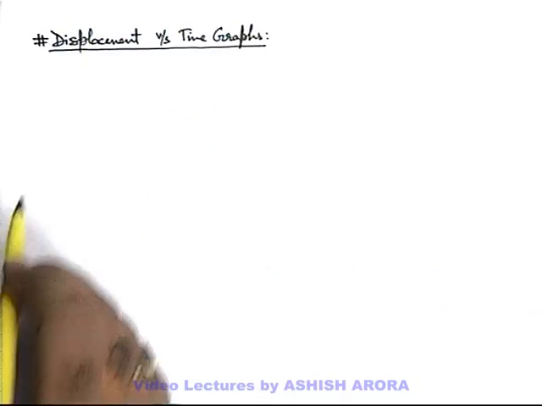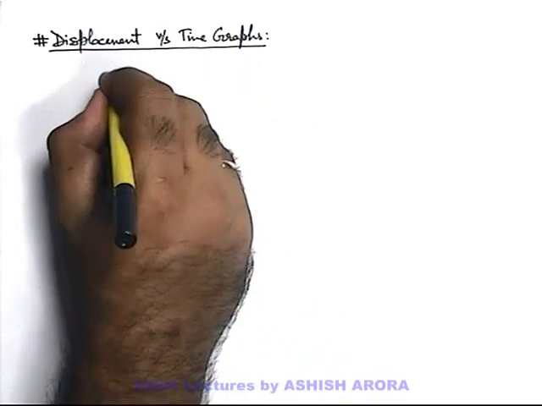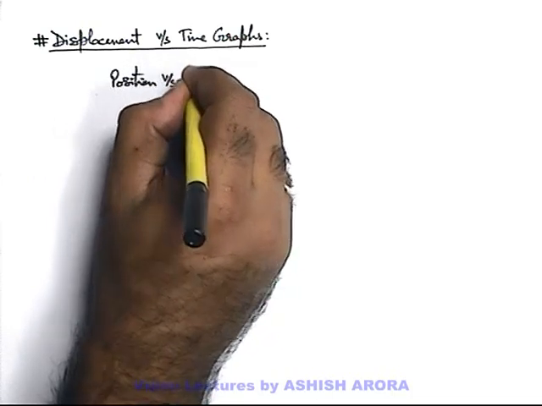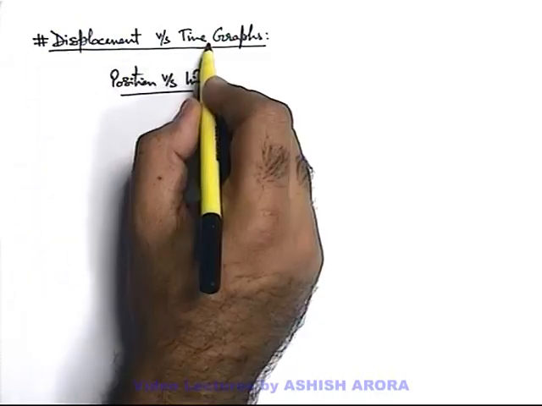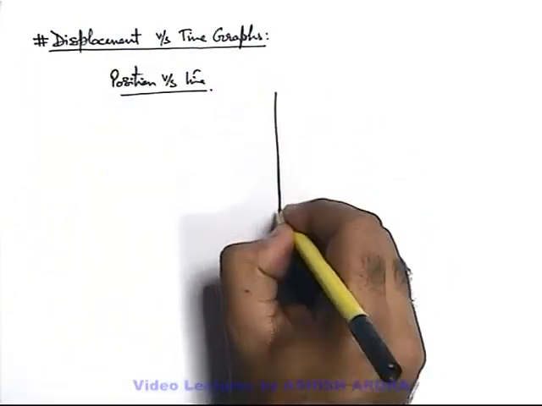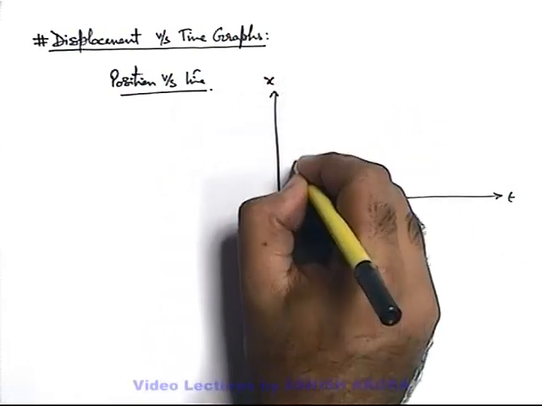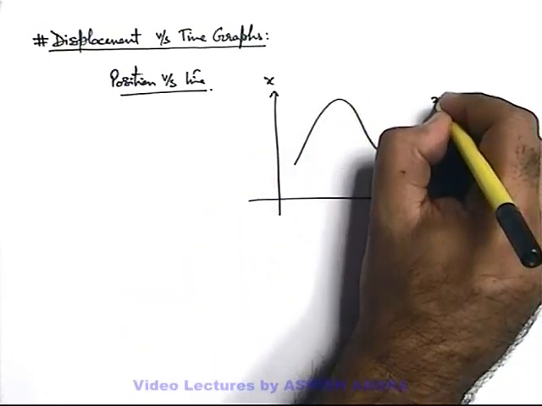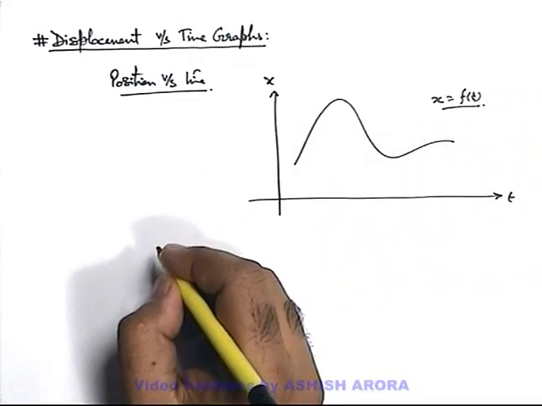Now, if we talk about displacement versus time graphs, these are also known as position versus time graphs. There is no difference between position versus time and displacement versus time graphs. Say for a given rectilinear motion, we draw the displacement time curve like this. So this is the curve according to which the position of a particle varies with time. So its function is given as x is equal to f of t.